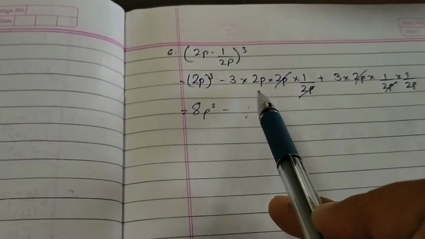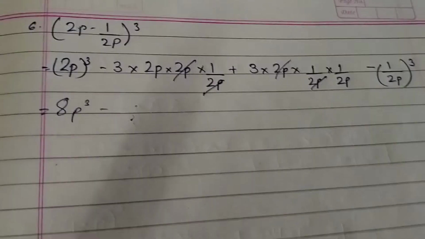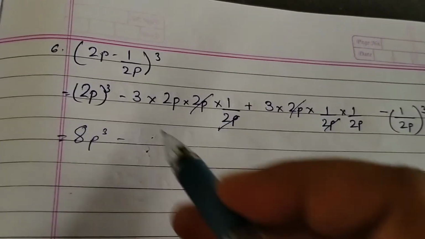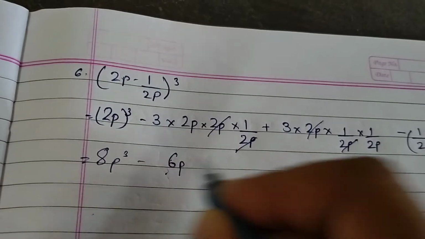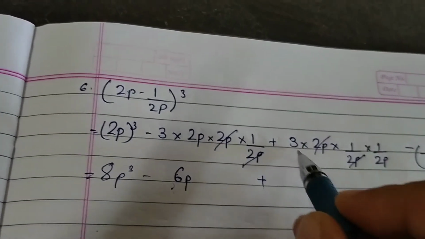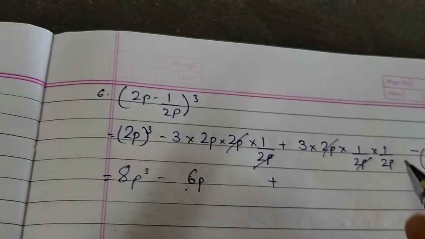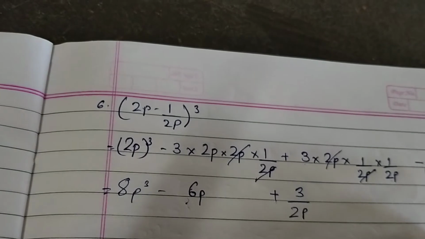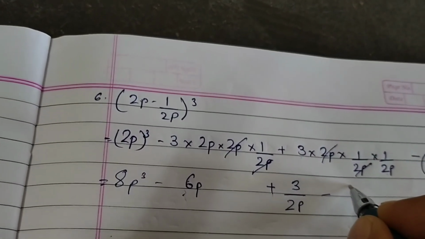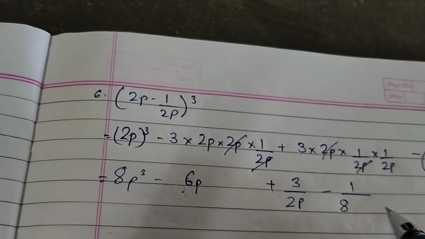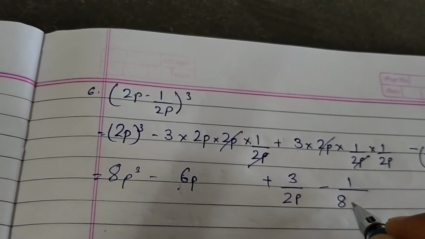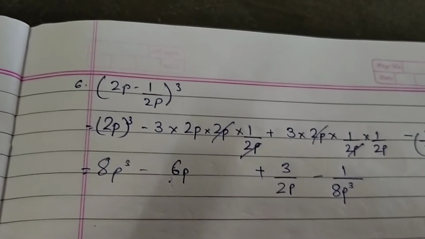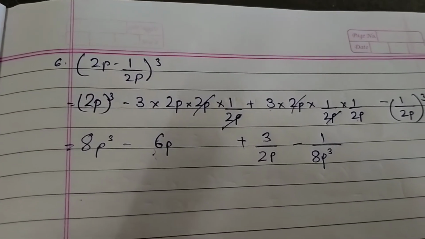multiply this. So we will get 3 into 2, so when we multiply we will get 6p, plus here 3 upon 1 upon 2p. So it will be 3 upon 2p, and here the answer will be minus, cube of 1 is 1, then 8p cube. So it will be 2p cube, it will be 8p cube. That is our answer. So we will make a box. That is our final answer.